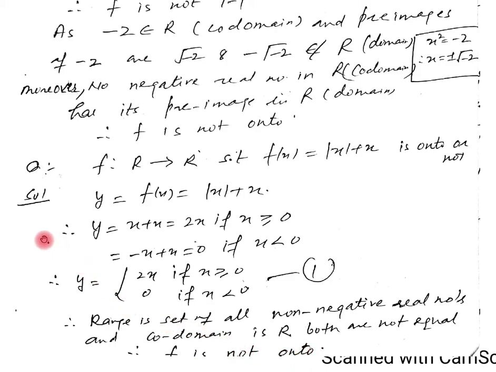It is a simple way to prove whether the function is onto or not. We can easily prove it in this question. We can find out the range of the function, that is the set of non-negative real numbers, due to this equation 1, whereas the codomain is R. Both are not equal, so the function is not onto.